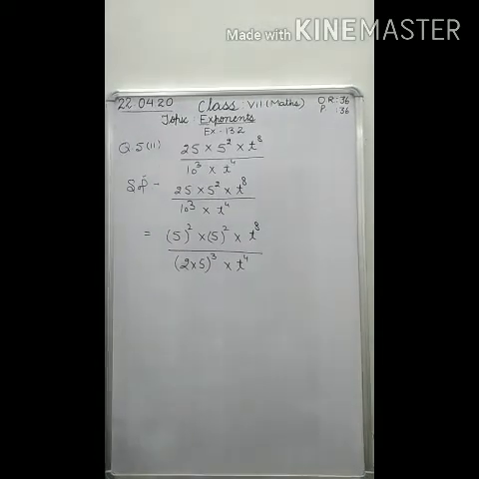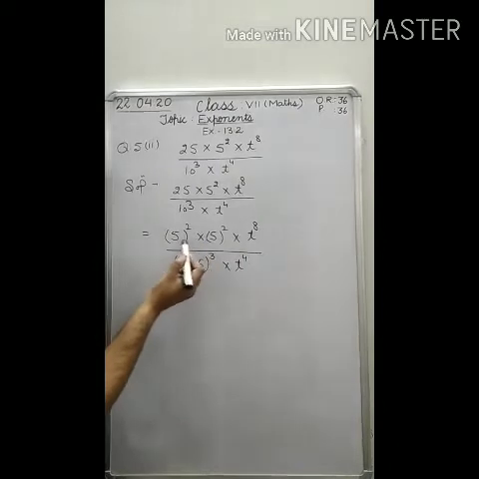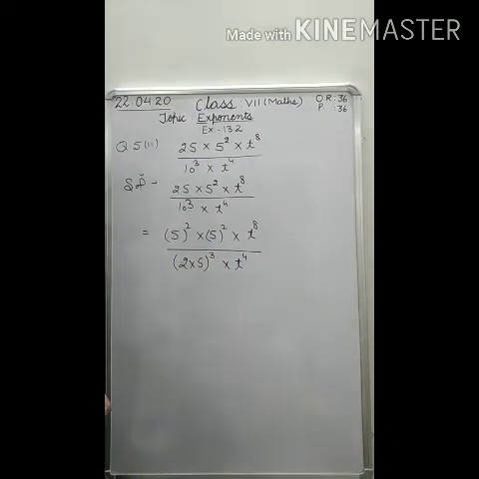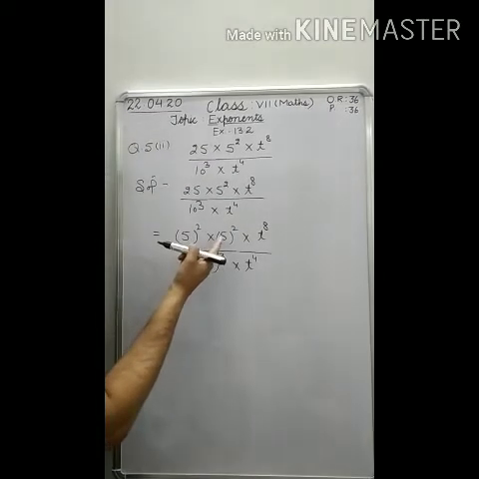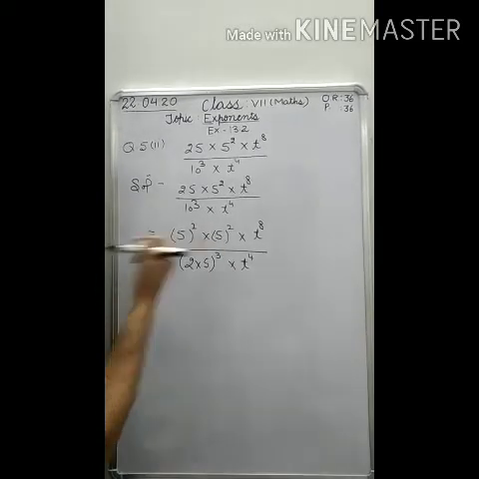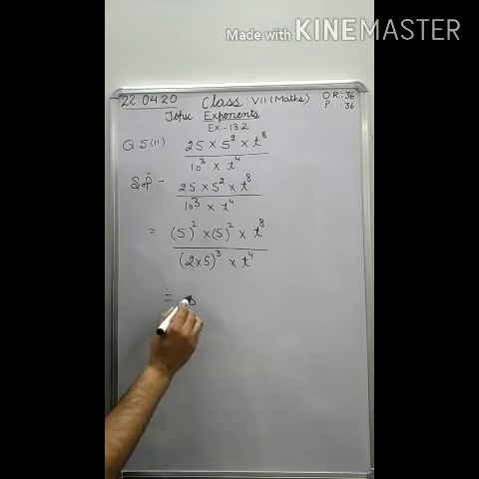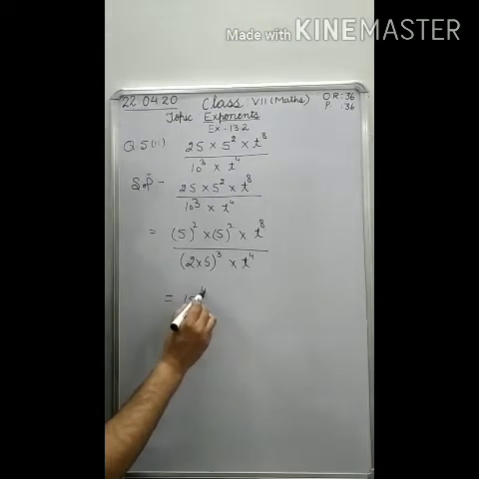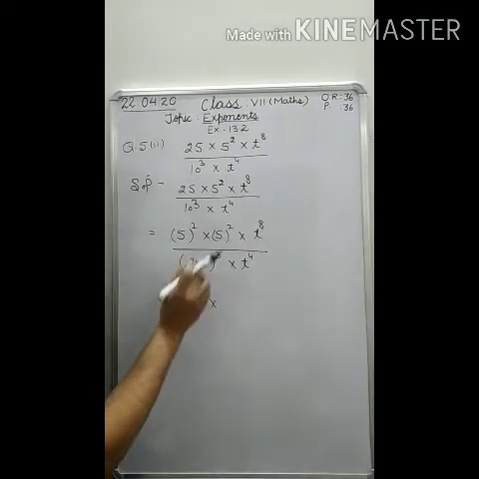Now here you have to convert it using identities. Here you just see 5 raised to the power 2 and 5 raised to the power 2: the base is the same. So what identity can you use? You can use x raised to the power m multiply x raised to the power n. These two powers will be added because the base is the same. So the upside will become 5 raised to the power 4.